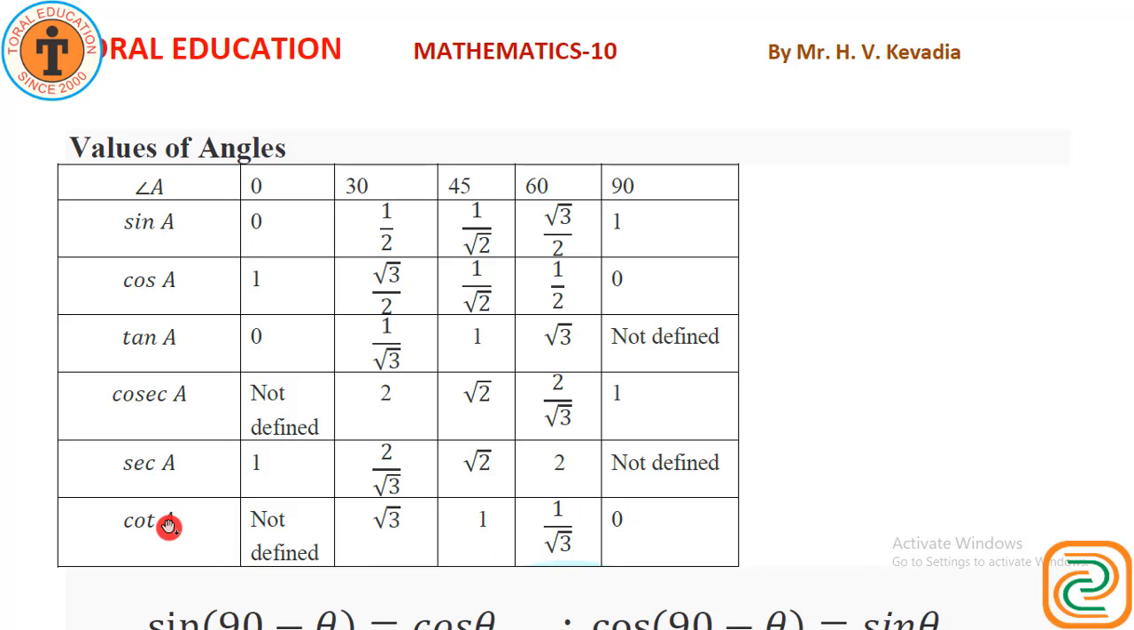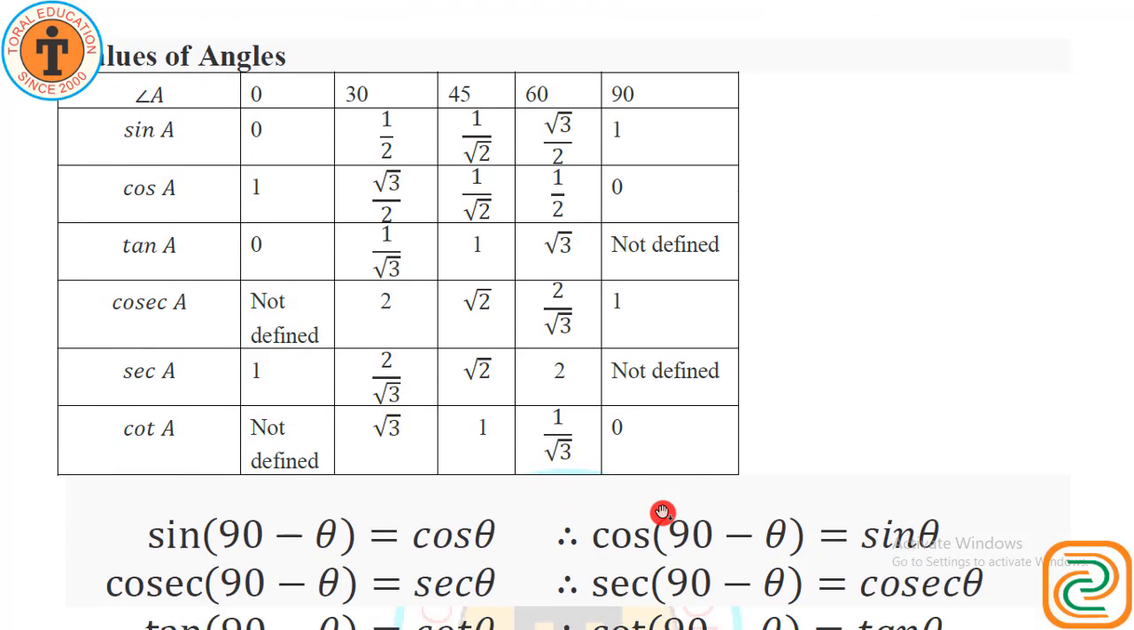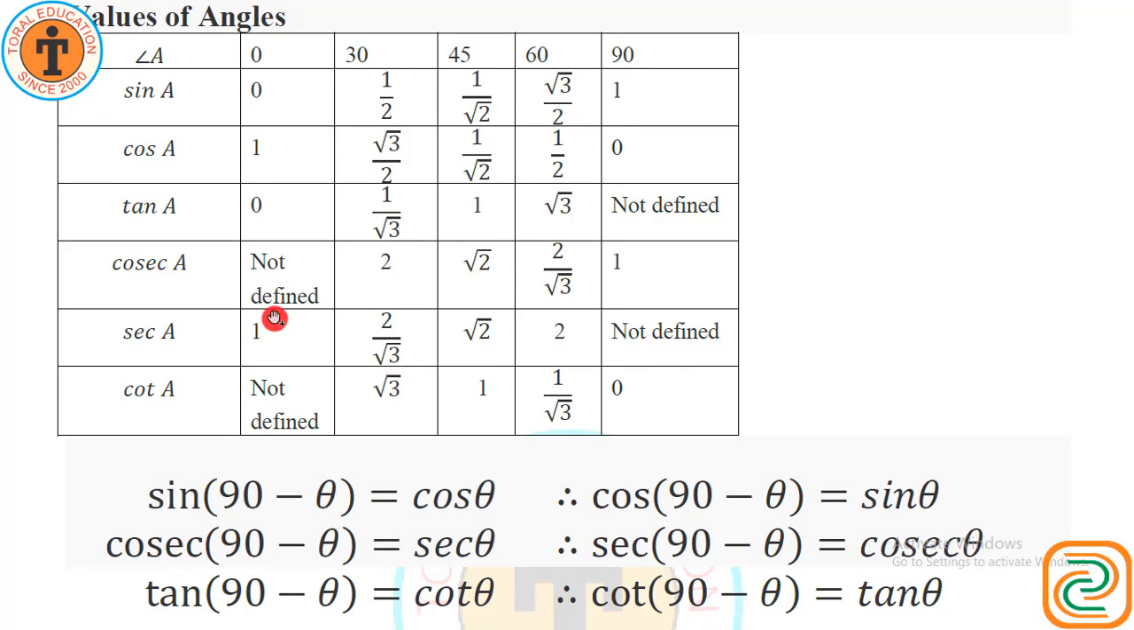Then we take cot. Cot is the reciprocal of tan. So if we take 1 upon 0, then it is not defined. Reciprocal of 1 upon root 3 is root 3. Reciprocal of 1 is 1. Reciprocal of root 3 is 1 upon root 3. And here at 90, it is 1 upon 0, which is not defined. Then this is 0 upon 1, so we get 0. So remember this table by heart.